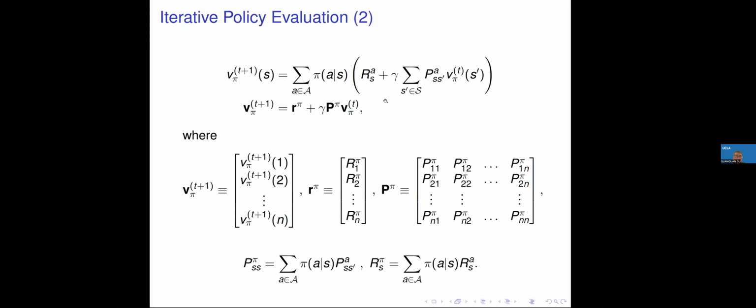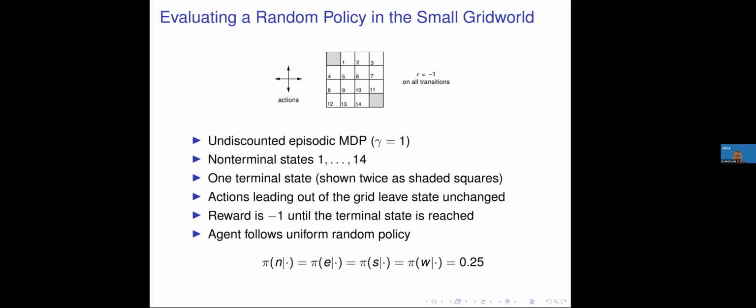And this fixed point iteration can actually be derived using the vector and matrix form, which I will skip because it's a little too technical. But instead, I will give you an example of running this policy evaluation algorithm on a grid world example. So this is a 4x4 grid world, and there are 14 non-terminal states.